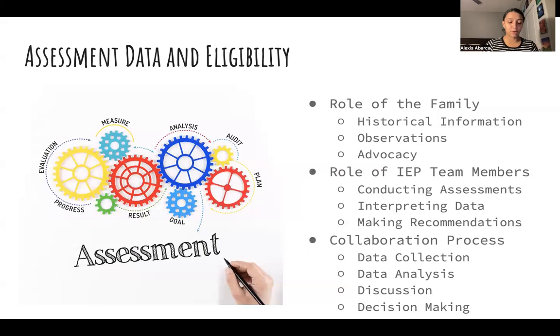The following are steps usually involved in the cooperation process. Data collection. Members of the IEP team, as well as families, assist in gathering assessment data. Data analysis. To find patterns or areas of need, the IEP team members examine the data. Discussion. The family and the IEP team get together to go over the results. The family has a chance to share their opinions, offer more details, and ask questions at this time. Lastly, making a decision. The IEP team decides if the child is eligible for special education services based on the evaluation results and feedback from the family.